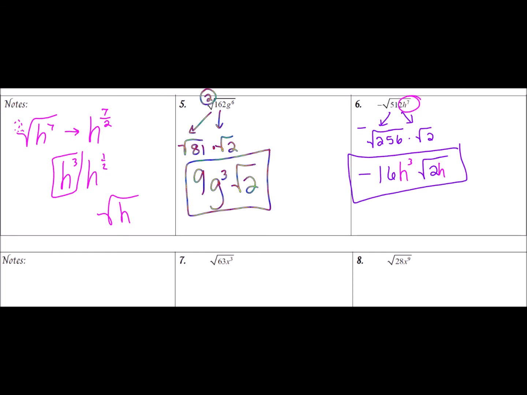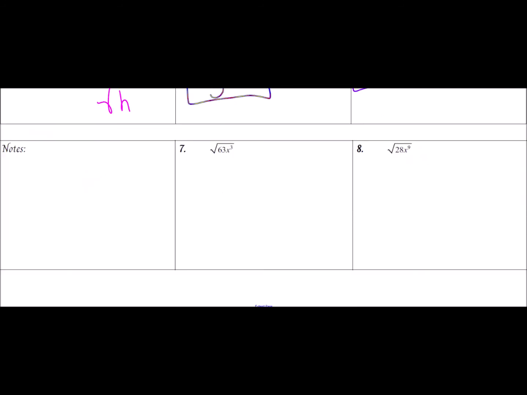Be patient with yourself. It's okay to struggle, but just try to look for those connections. Let's try it again. We have to be patient with ourselves. So as you look at 63, what two numbers multiply to 63? I see a 9 and a 7. So 9 times 7 is 63. If we take the square root of 9, that gives us a 3. We're going to have a radical 7.